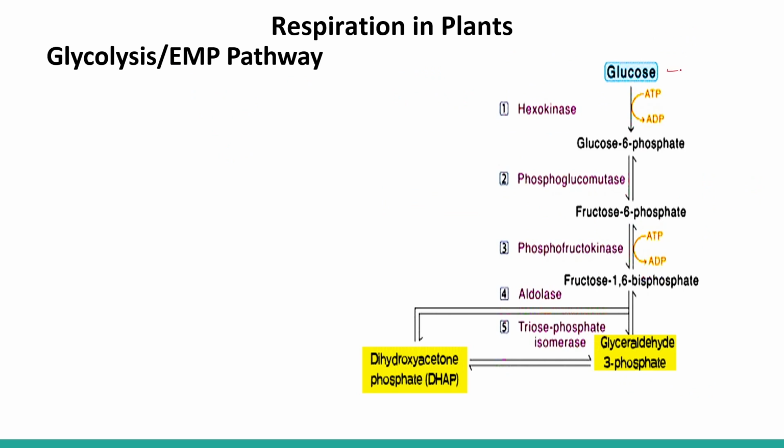Glucose is converted into glucose 6-phosphate. ATP is consumed, and this step is known as the phosphorylation step.